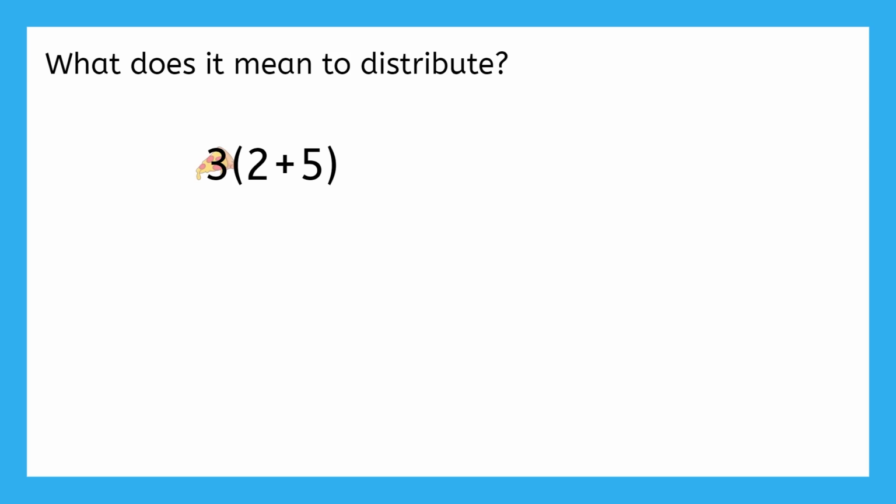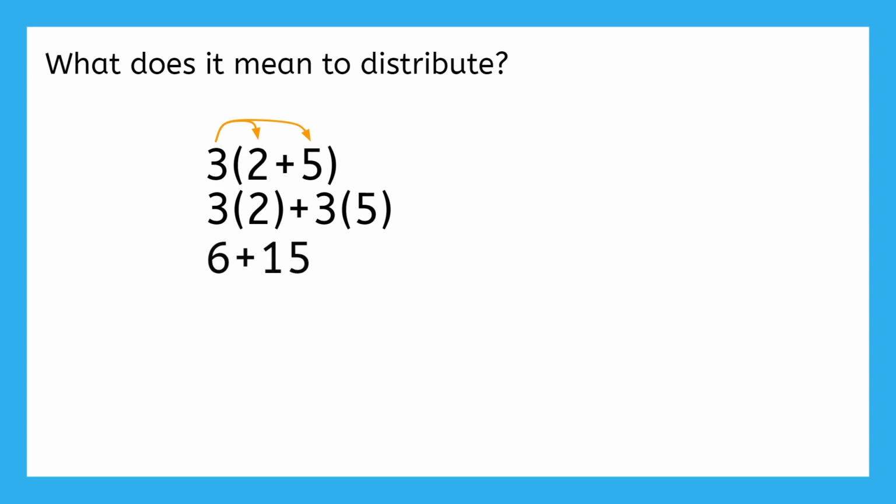I can distribute it to each of the terms in my grouping to get 3 times 2 plus 3 times 5. If you calculate this down, does it still make 21? We get 6 plus 15, which is indeed still 21. So we know that doing the multiplication this way is equivalent.